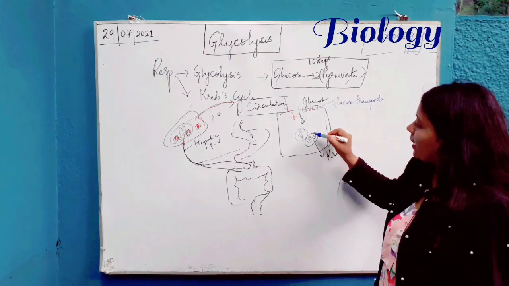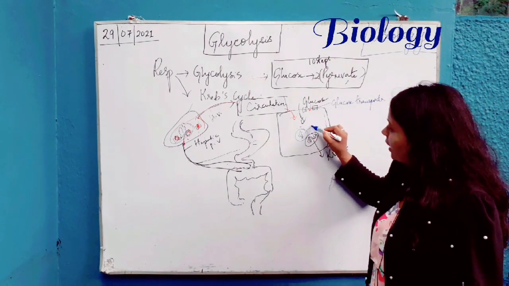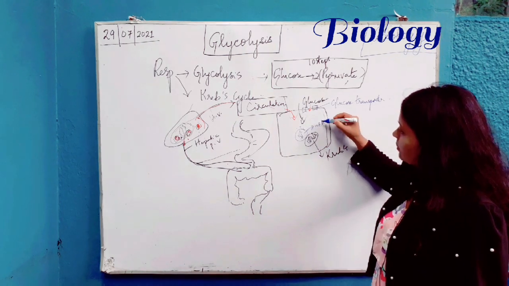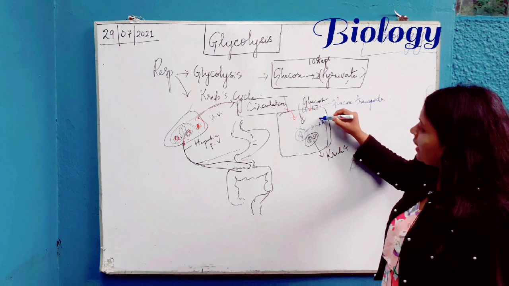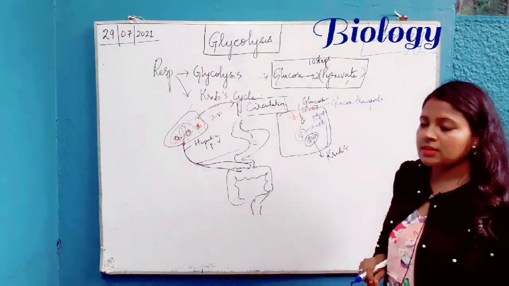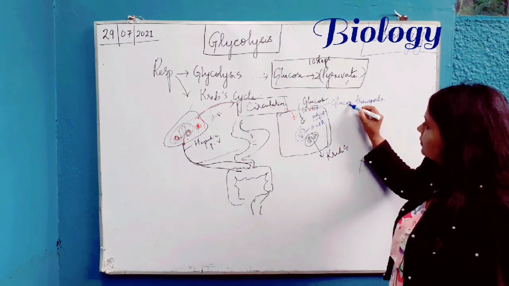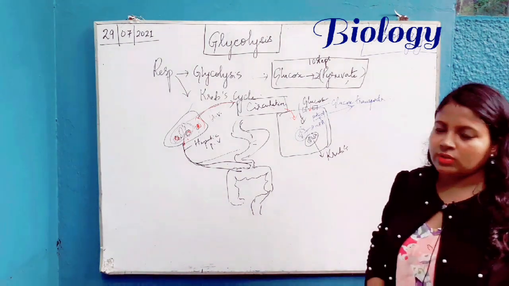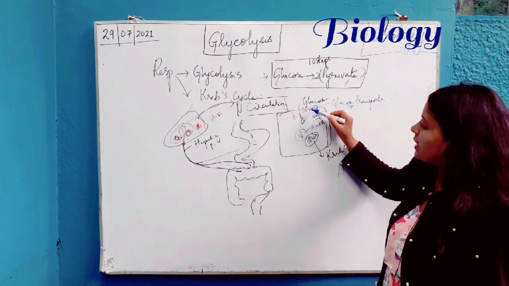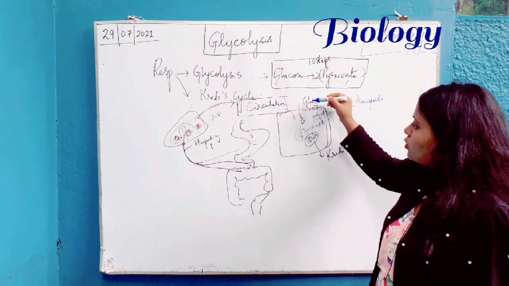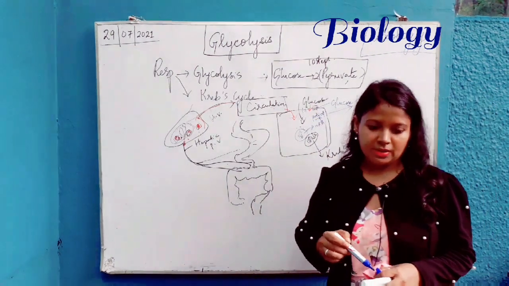This RNA may be sent as messenger RNA, then this messenger RNA will help in translating the proteins, producing the proteins. These proteins are called glucose transporters. They will form the glucose transporters along the membrane. This is the way glucose enters the cytoplasm.